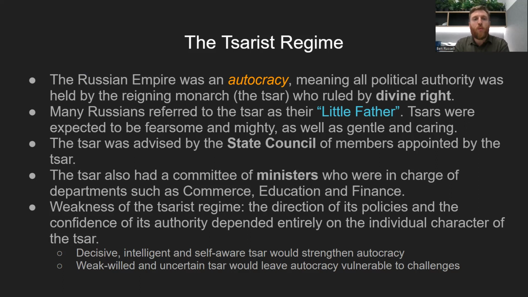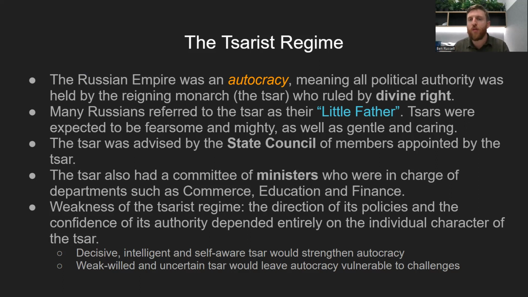The Tsarist regime was made up of a number of different groups. The Tsar was advised by the state council of members appointed by the Tsar. There was no democracy under the Tsarist regime. The Tsar also had a committee of ministers who were in charge of departments such as commerce, education, and finance.